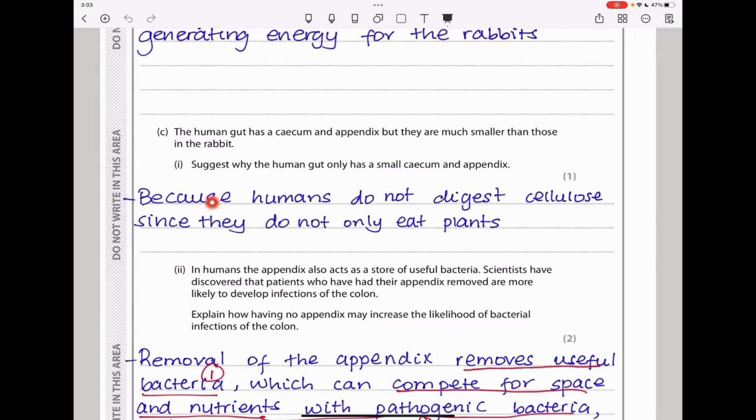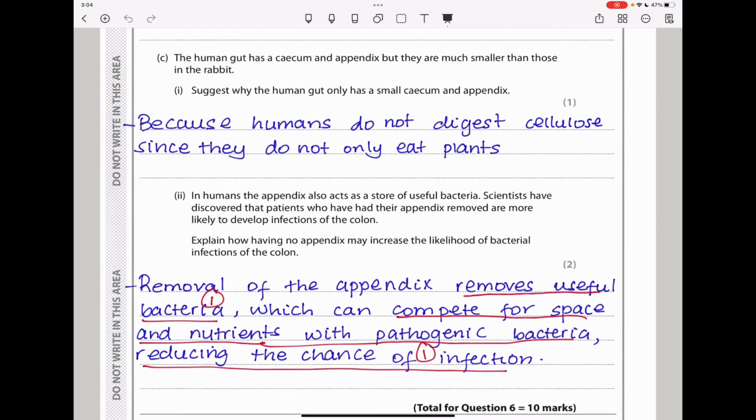So I say because humans do not digest cellulose since they do not only eat plant material. Actually, the food humans eat contains plant material as well as animal material. So since we eat a variety of foods, some that are plants and some that are animals, we do not need to have a longer or wider one. These do not have to be that big. They can be small, and that would be okay since we do not digest the cellulose contained in those plant material.